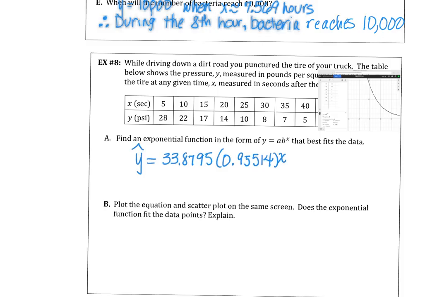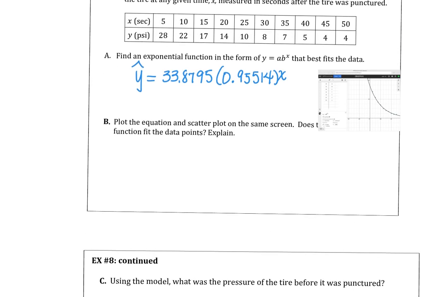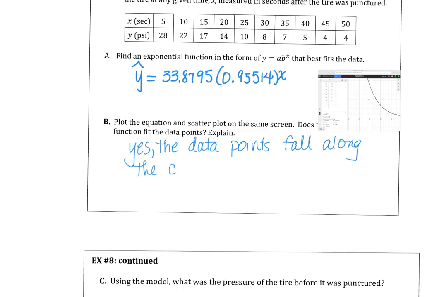We want to plot the equation in the scatter plot on the same screen. Does the exponential function fit the data points, and explain? And we just looked at that, so yes, the data points fall along the curve of the regression equation. So we can write a sentence about that. The data points fall along the curve of the y-hat, or the regression equation.